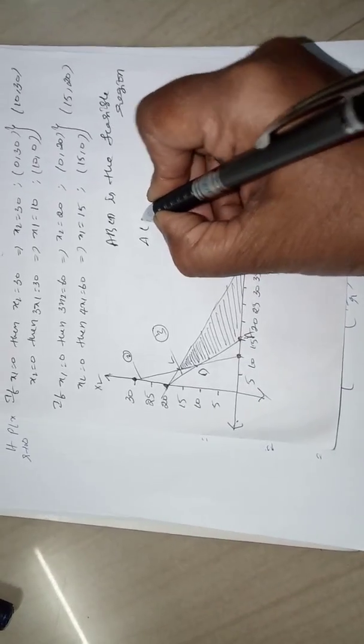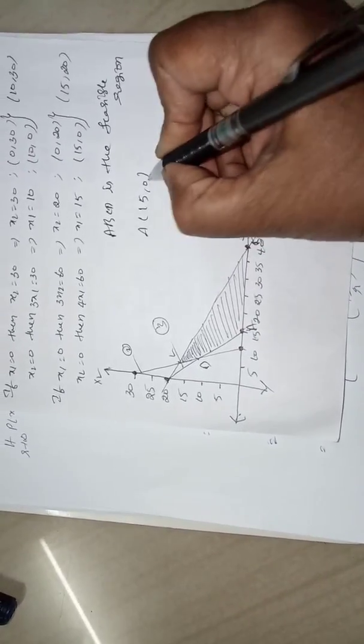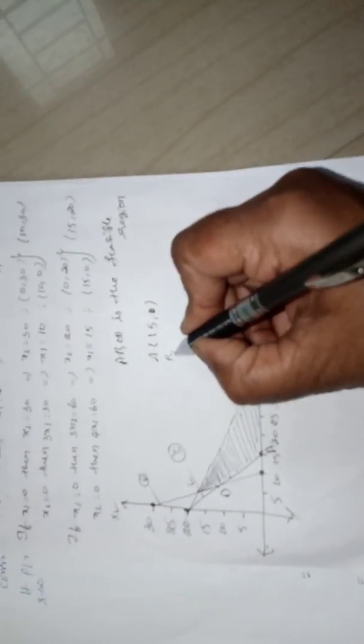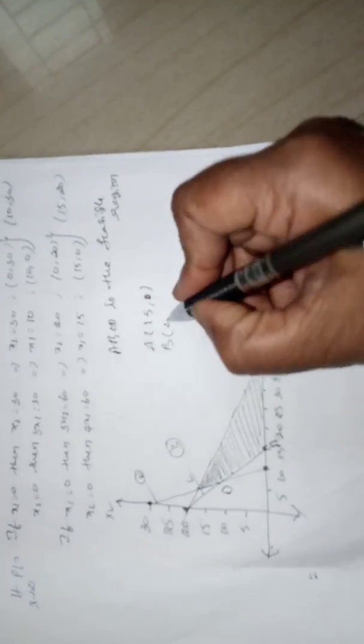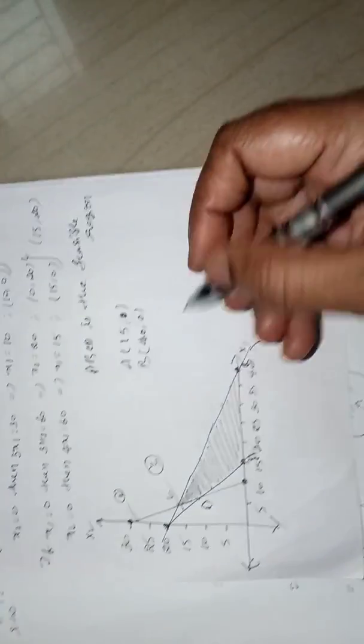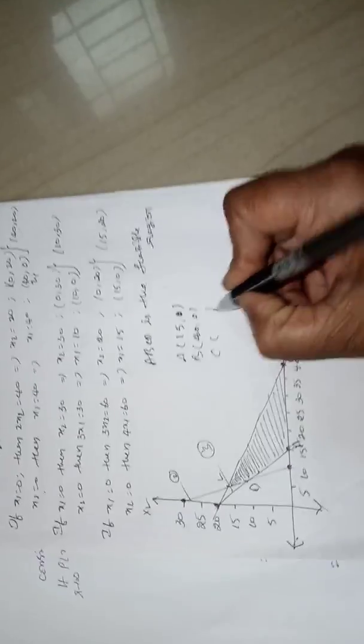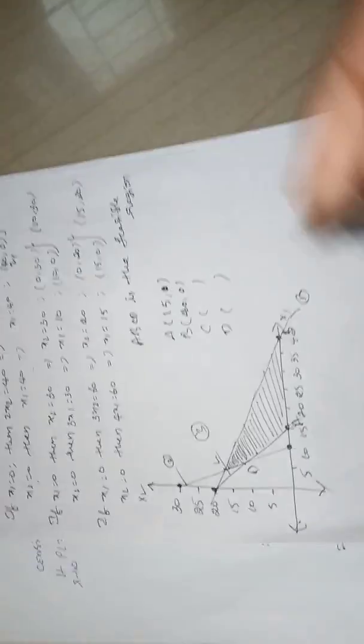At the point A, the value is 15. That is available on the x-axis, which is why the x2 value becomes 0. At B, the value is 40, with x2 coordinate 0. At C and D, these are not on the axis. B, D and C are not on the axis. That's why you have to solve for getting the C and D values.